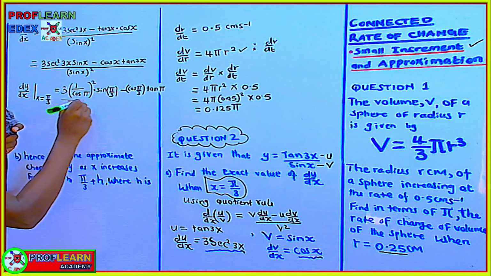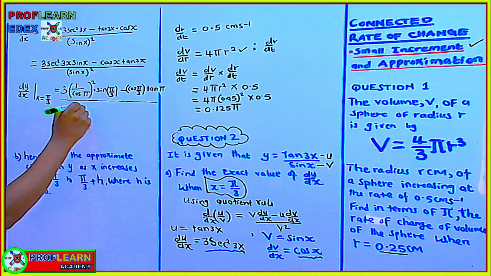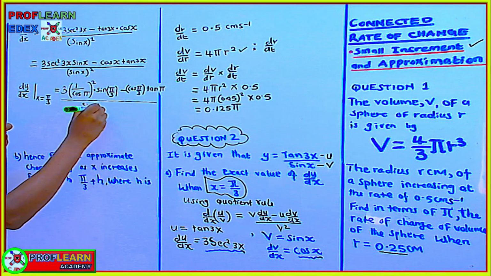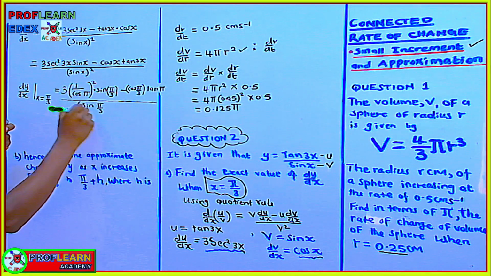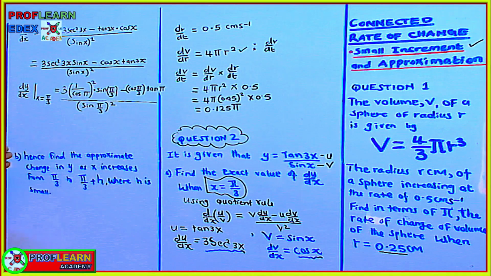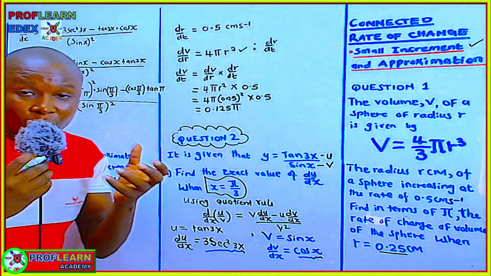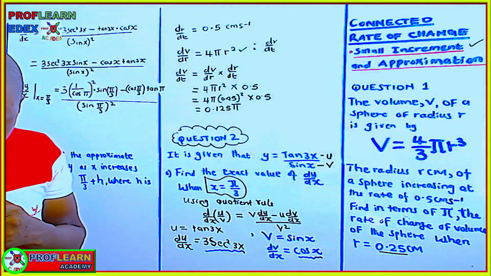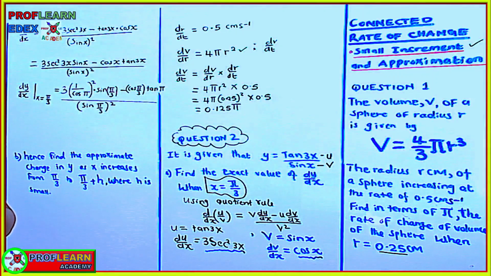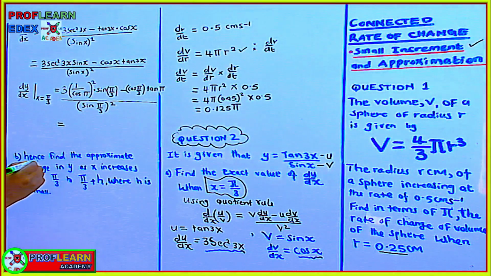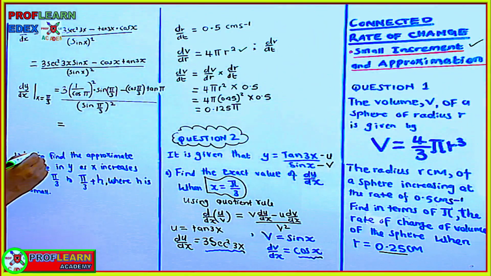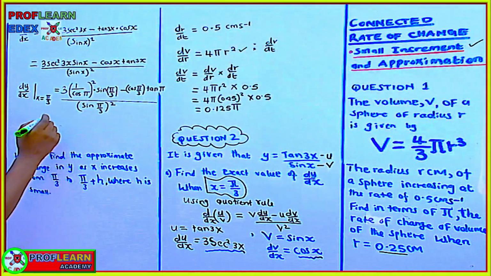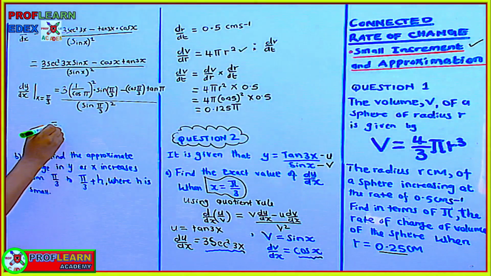Then everything is divided by sine pi over 3. Then you square that. That's how you're going to put it in your calculator for you to get the answer. Now, if I put this in my calculator, I'm going to get my value at the end. My value is going to reduce to this. Let me just translate this.